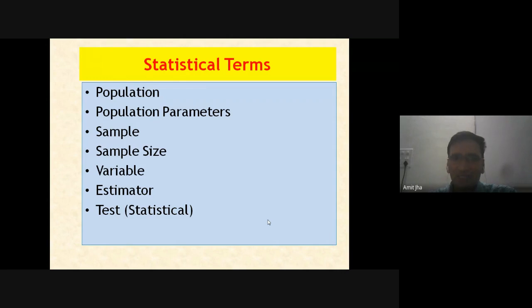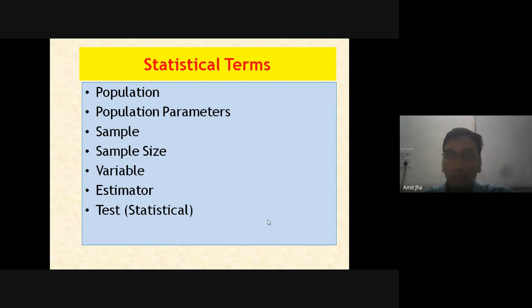There are some statistical terms we should know: population parameters, sample size, variable, estimator, and test statistic. We already know what a population is. A population parameter means, say, the mean of the population or the variance of the population. Variance means the variability within the population, within the data. These are called population parameters. And a sample means the representatives of a population. If it is a true representative of the population, then it is called a sample.